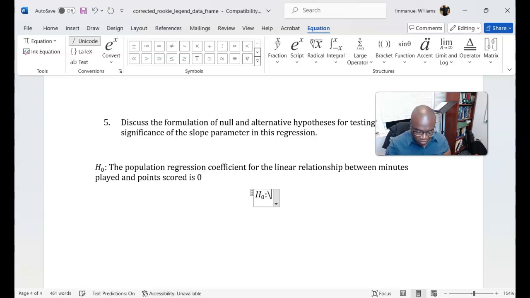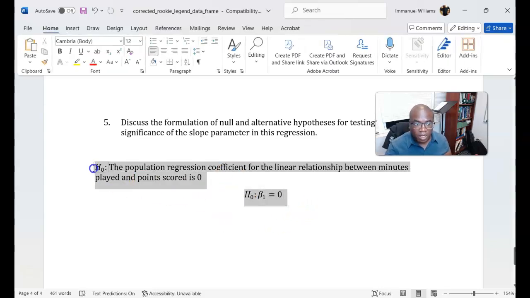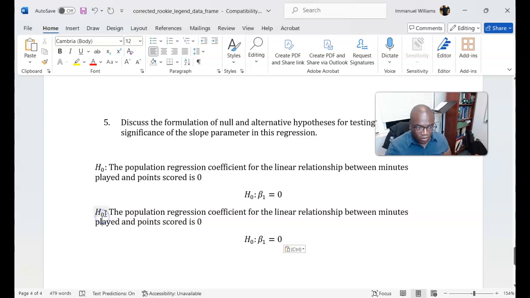And all that is that we use beta 1 is equal to 0. For the alternative hypothesis, it's the same exact thing. I'm gonna play the copy and paste game. All I have to do is say that I'm looking at the alternative, okay? You can use HA if you want to, is not equal to zero, okay? And it's just not equal to zero. That's it. There's no linear relationship. Not that there's no relationship, but just no linear relationship.